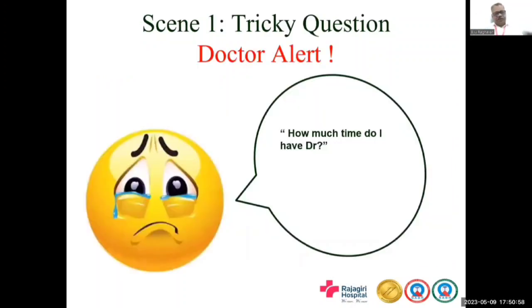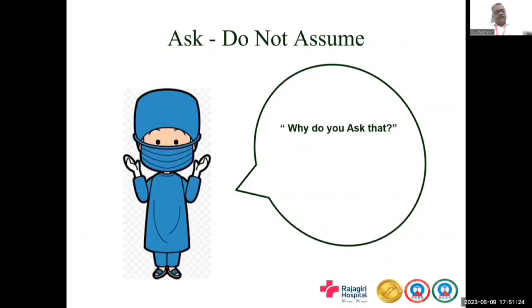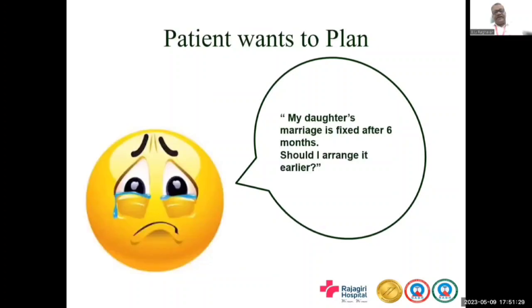While patients are emotional, they may ask you some question. What did I do to deserve this? I am so afraid. I am so worried. Or how much time do I have, doctor? So whenever people say something, especially when they are in a state of heightened emotion, do not assume why they are saying this. Always ask, why did you say that? And then they will tell you why they said that.